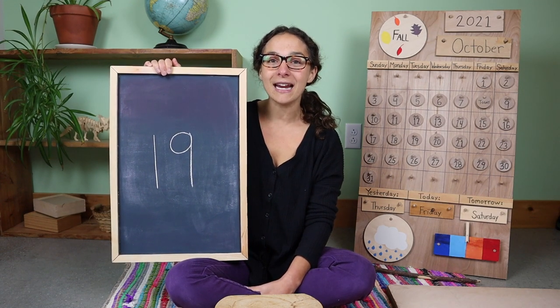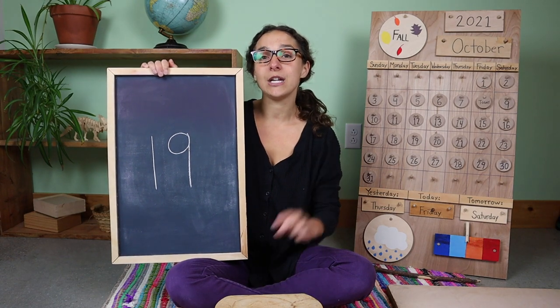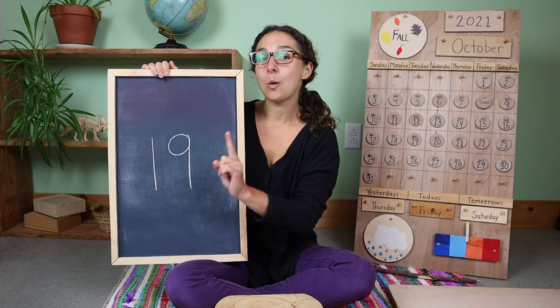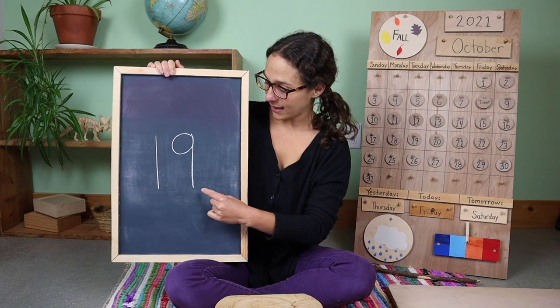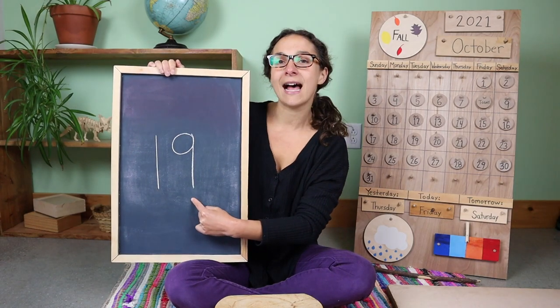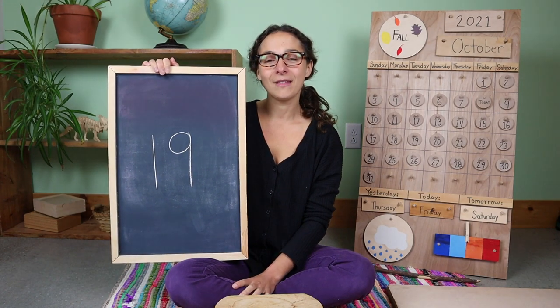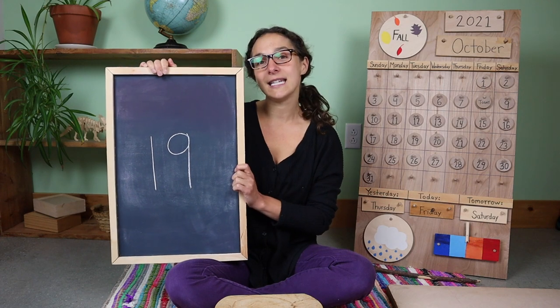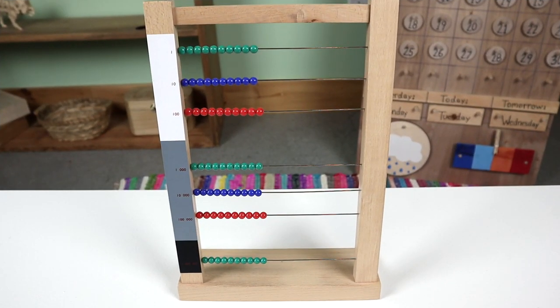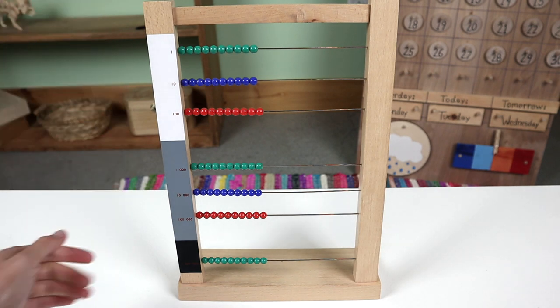19. That's right. When you write the number 19, you have to write two numbers. First, you write the number 1, and then you write the number 9. 1, 9. 19. Let's count the number 19 together using the large bead frame. This is how you count to the number 19 using the large bead frame.